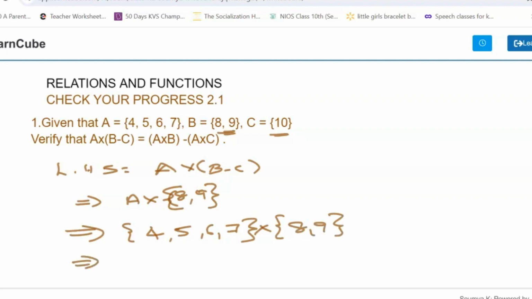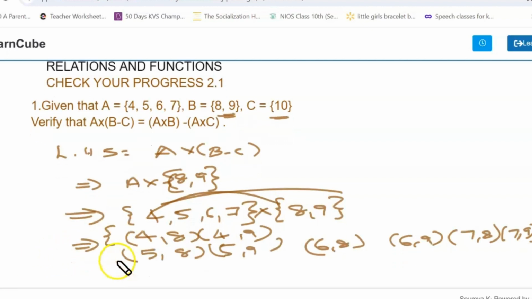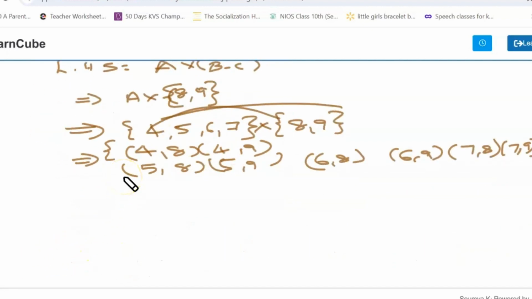When you find the Cartesian product, you will get (4, 8), (4, 9), then (5, 8), (5, 9). This goes like this: 4 with 8 and with 9, 5 with 8 and 9, 6 with 8 and 9, that combination, and then (7, 8), (7, 9). So you have got these many elements in your result. No need to put it as a set. Now let's check what is there on the right hand side.